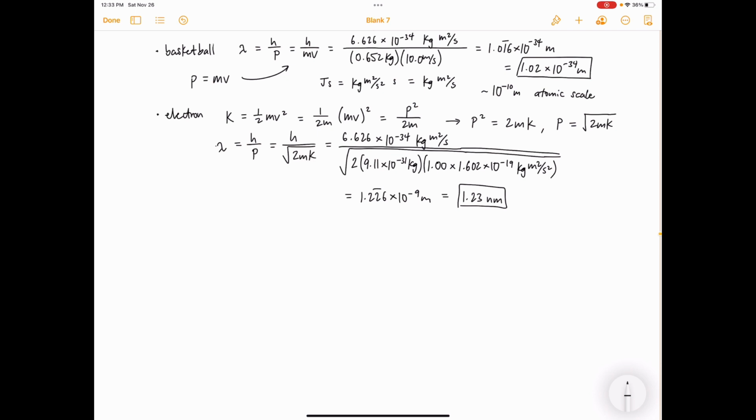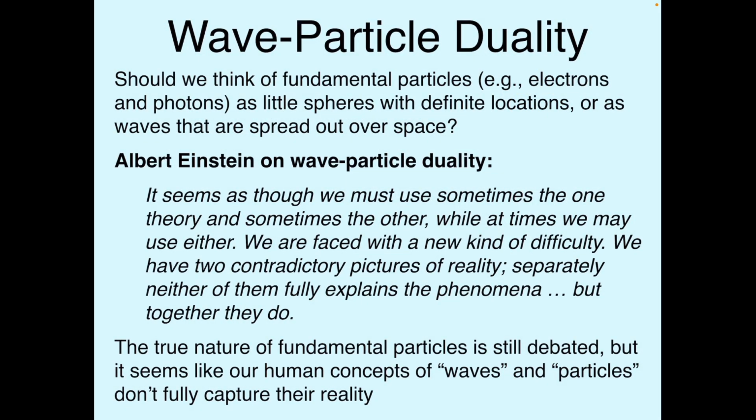And for a basketball, something macroscopic sized, this wavelength is just negligibly small. But for an electron, a couple nanometers might be an appreciable distance. So the takeaway of this is the wave-like properties of matter, okay, that de Broglie is proposing, are really only significant at the smallest scales, or they're only noticeable at the smallest scales. And that brings us to this idea of wave-particle duality.